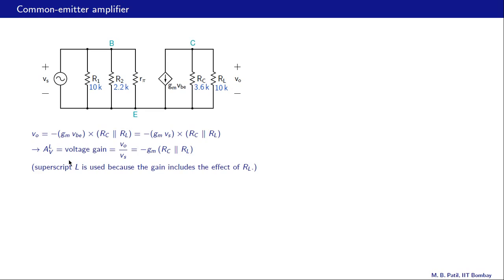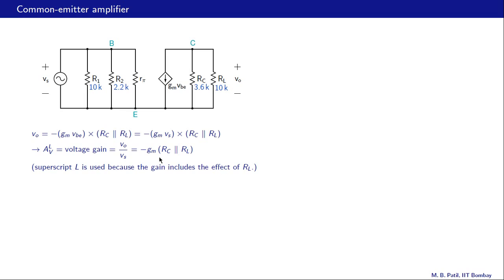We now calculate the voltage gain denoted by A with a subscript V, which stands for voltage. Since we have an input voltage and an output voltage, this A is a ratio of voltages, and that's why the subscript V. And there is a superscript L, which is used because the gain includes the effect of the load resistor RL, as we will see.